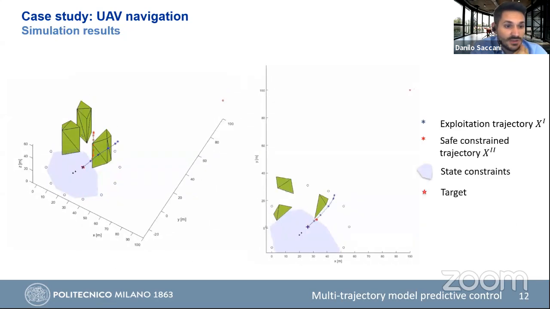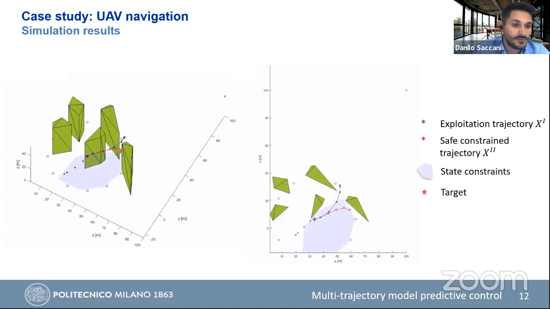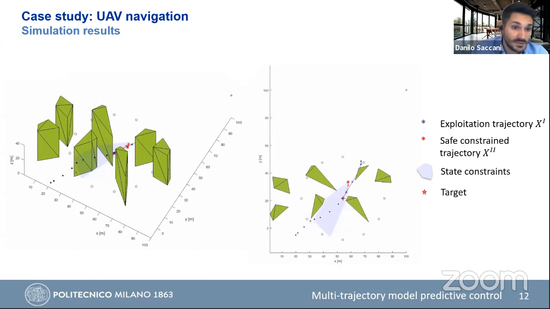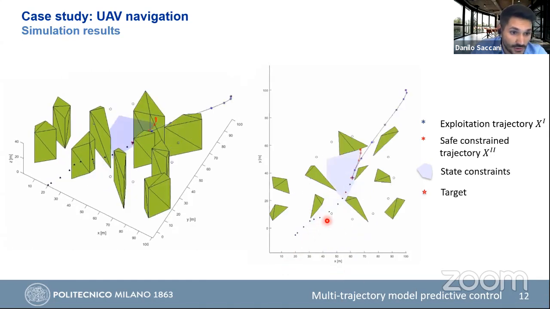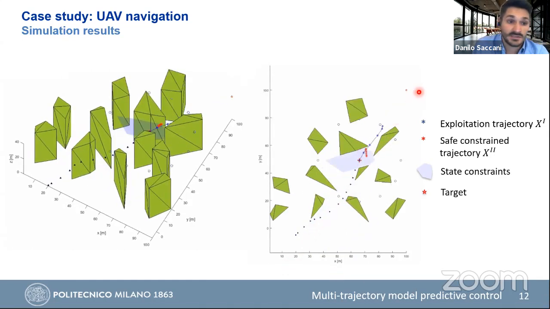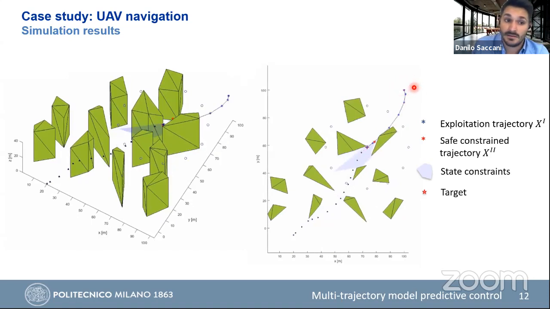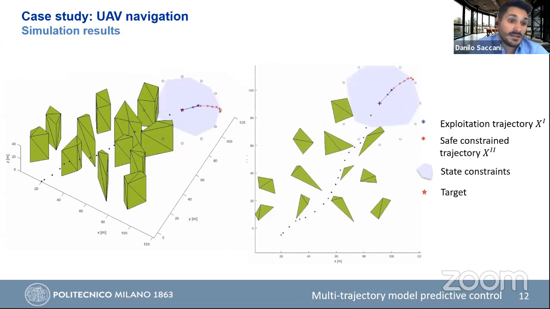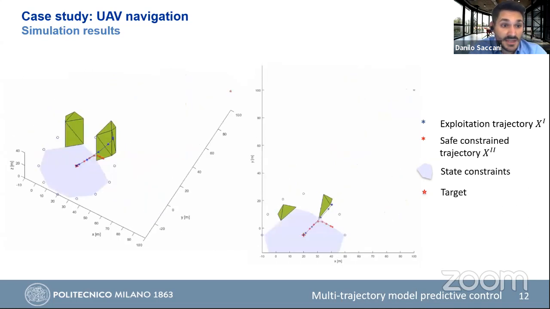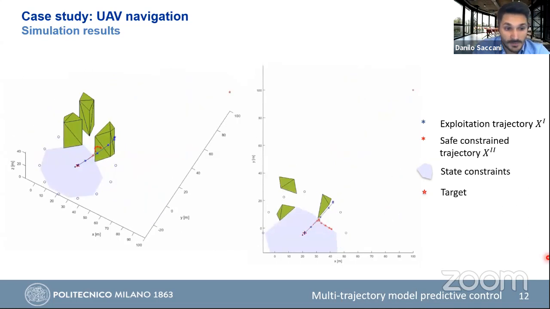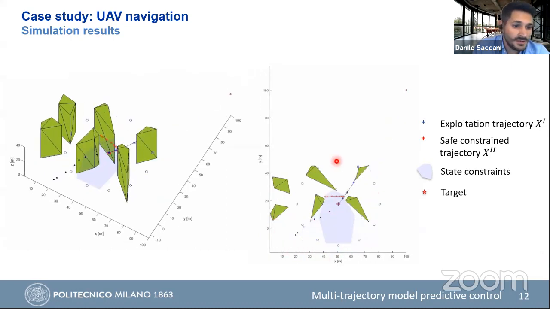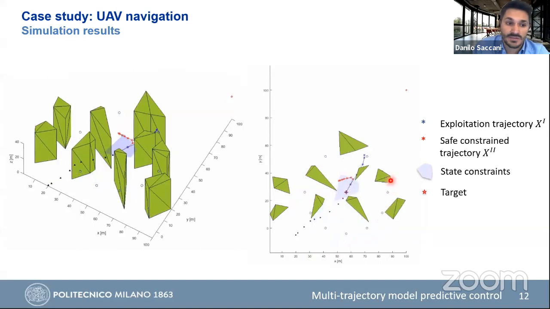Let's see now a simulation where an environment composed of randomly placed 3-dimensional obstacles has been considered. The drone has to cross the workspace to reach the target, represented as a red star in the top right corner. As can be seen, at each time step, a convex polytope representing the free area is built inside the lidar field of view, which is represented by some blue dots.